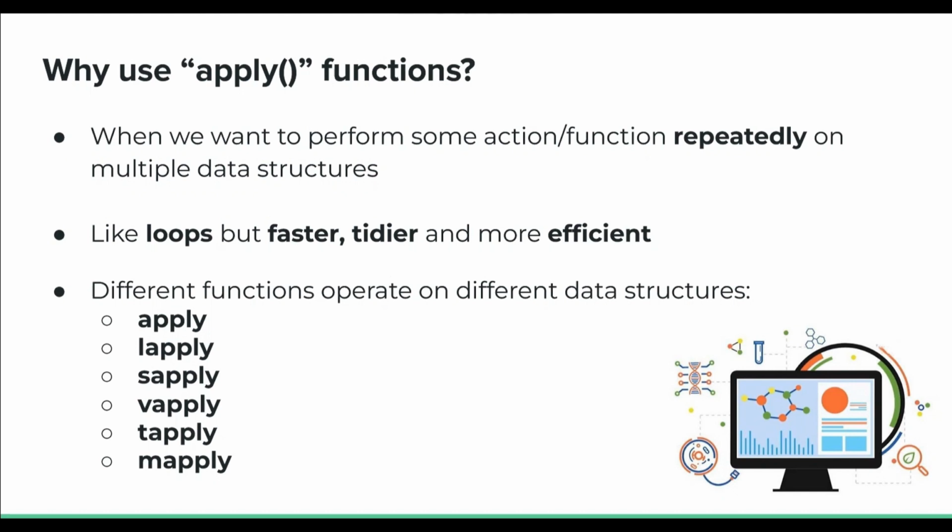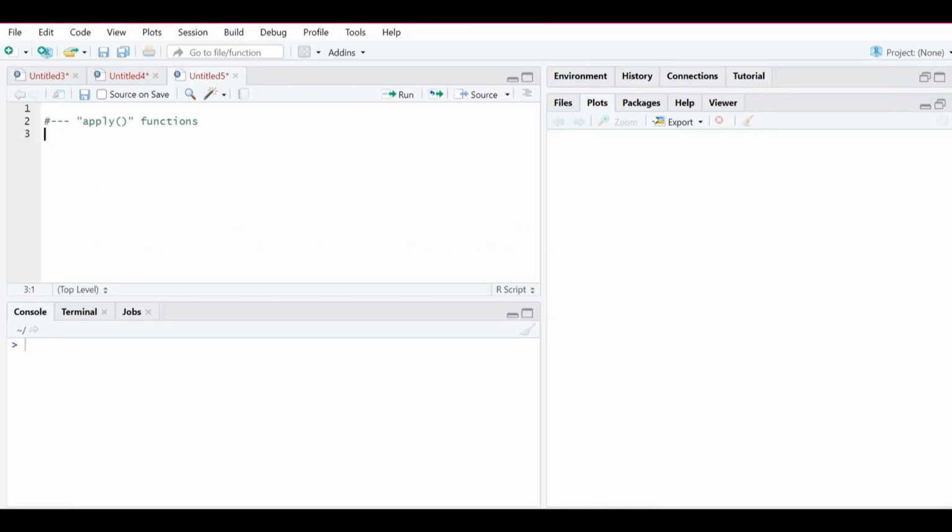There are various different apply functions: apply, lapply, sapply, vapply, tapply, and mapply, which are designed to operate on different types of data. So let's take a look at these different apply functions. The basic apply function is designed to operate on a matrix. We use apply if we want to apply a particular function to all rows or to all columns of a given matrix. So let's demonstrate how this works with an example matrix.